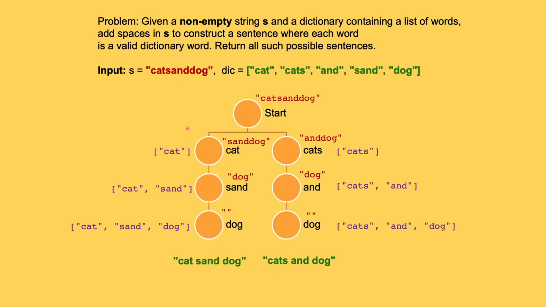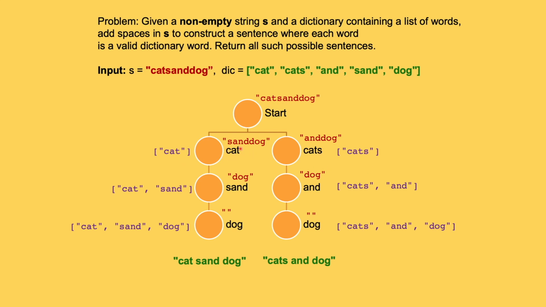The solution to this problem is very simple. Basically, each time we can look at the string and find out what are the words that can match the beginning of this string. For example, in this case, there are two words that I can match to the beginning of the string. It's either cat or cats. And these are the options. These are the nodes inside our DFS tree. So you start with this string. You can either go with cat or cats.